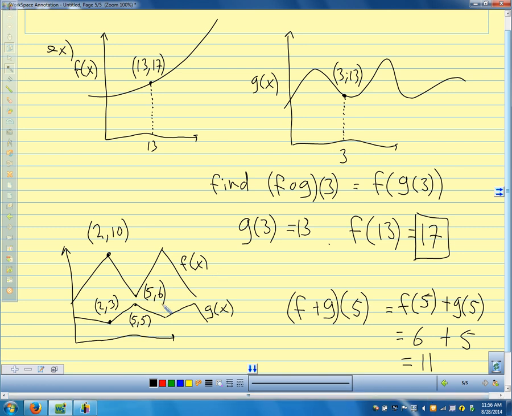I had students in the past try to draw a new graph using these, kind of finding the slopes and adding things together, finding the equation of the lines between here, and then adding the equations of the lines to come up with a graph of f plus g. To find f plus g of 5, all we need to do is add f and g at those points. So don't make those problems more complicated than they need to be.